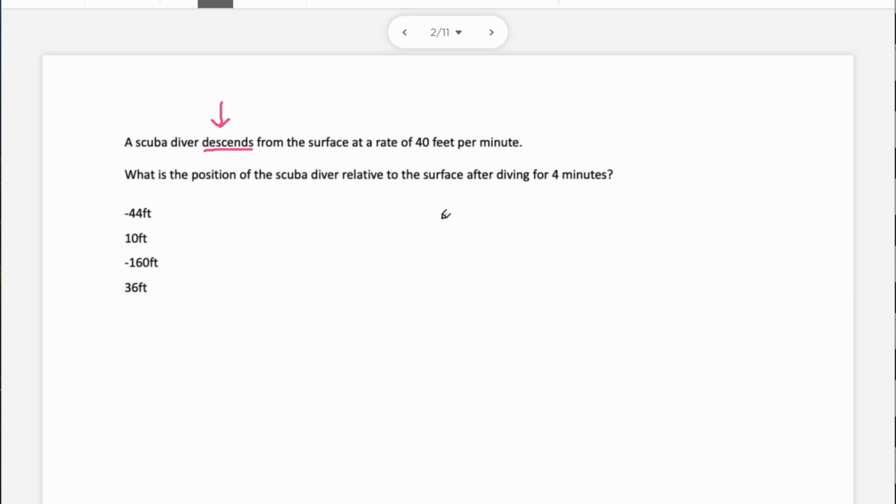So if he's going negative 40 feet every minute, we're going to do negative 40 feet times 4 because we're looking at 4 minutes. Okay? So negative 40 times 4 is going to be negative 160. So number 1 is pretty quick here. There's your answer, negative 160 feet.